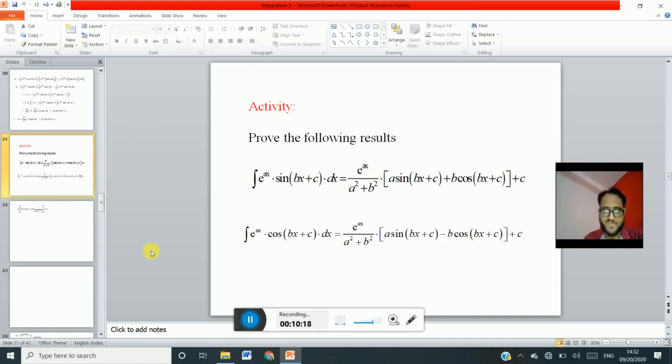Okay, now in the next class we start the next chapter of the part 2 syllabus, that is the definite integral, right.